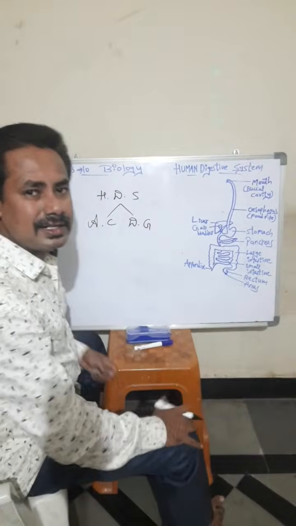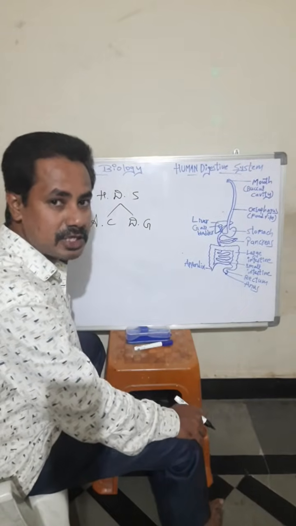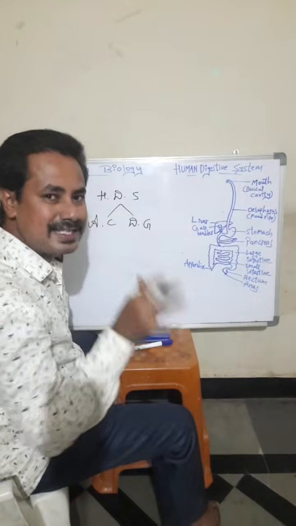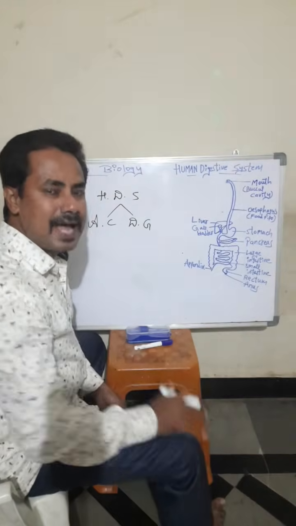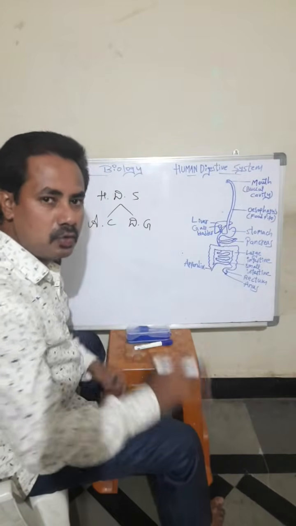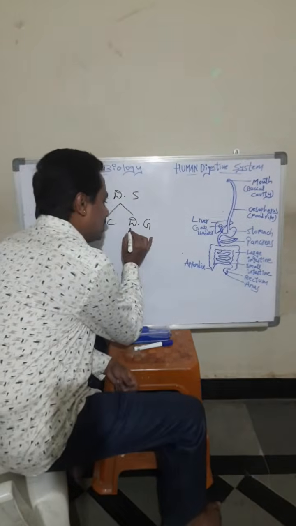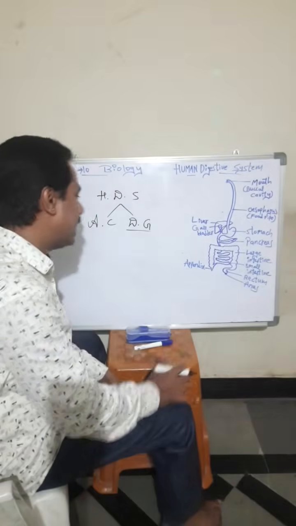So what are glands? Glands which are present in our body release some chemical substances which are very useful for us. Digestive glands release some enzymes, chemicals, proteins. Those enzymes are helpful for breakdown of the food. It will help in digestion. So digestive glands release some chemicals, enzymes we can call them.